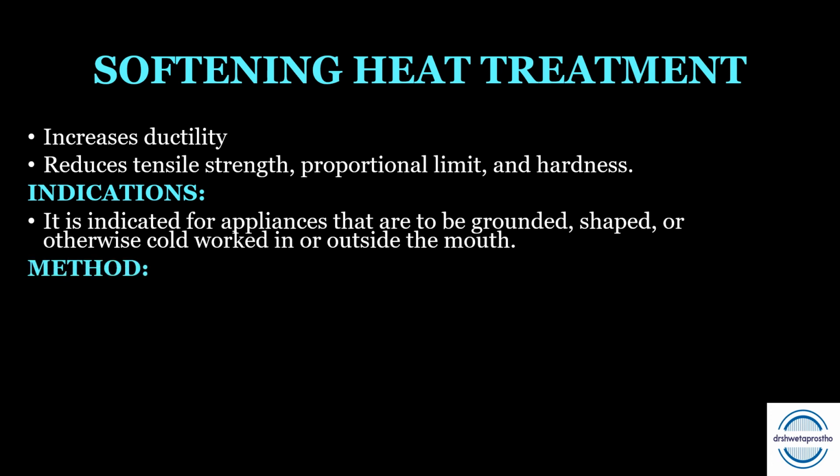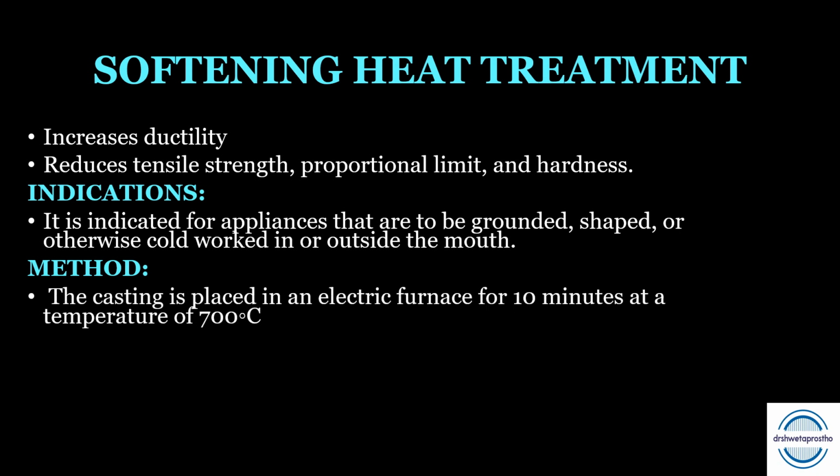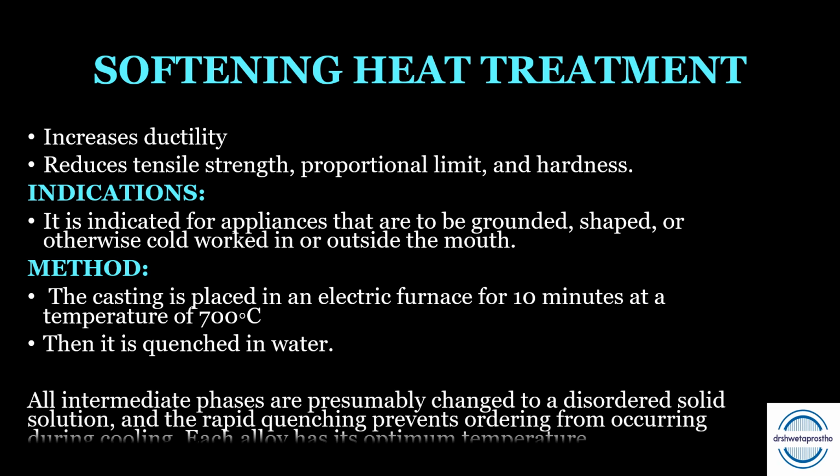How will we do it? What is the method? The casting is placed in an electric furnace for 10 minutes at a temperature of 700 degrees Celsius, and then it is followed by quenching in water. You know what happens during this process? The mechanism is that during this method, all the intermediate phases are presumably changed to a disordered solid solution. And the rapid quenching that we are doing prevents the ordering from occurring during the cooling. So we get a softened alloy. Each alloy has its optimum temperature for the softening heat treatment.